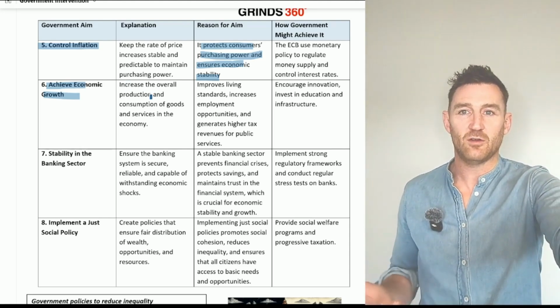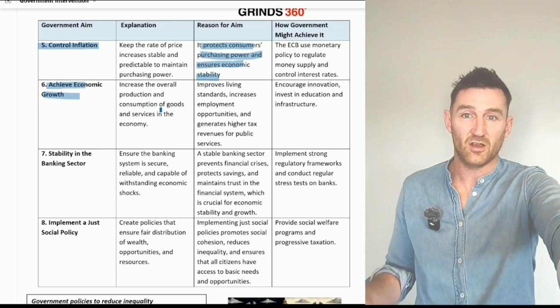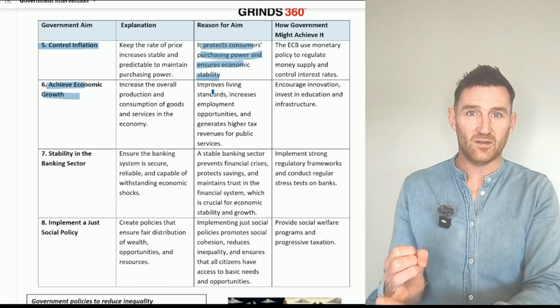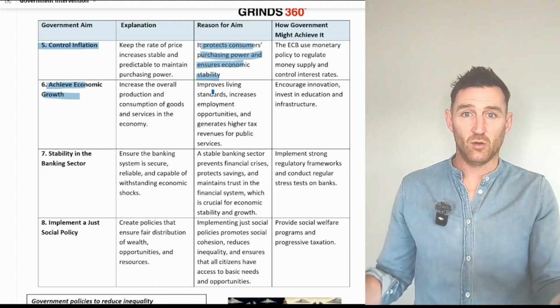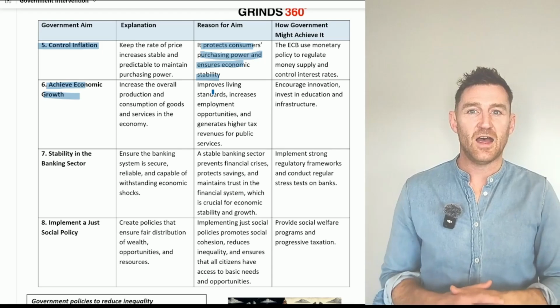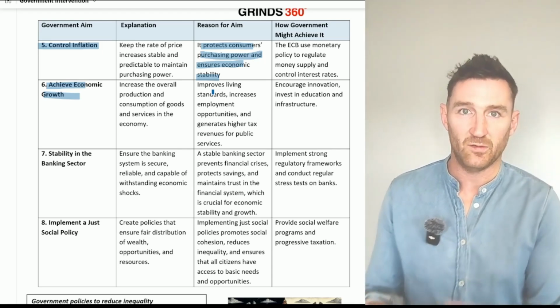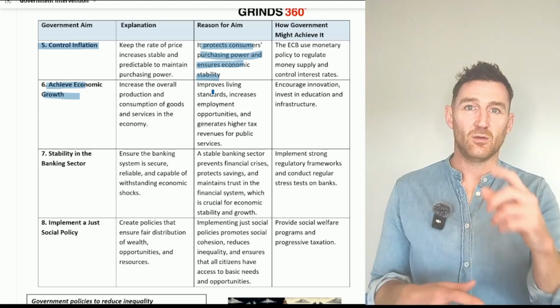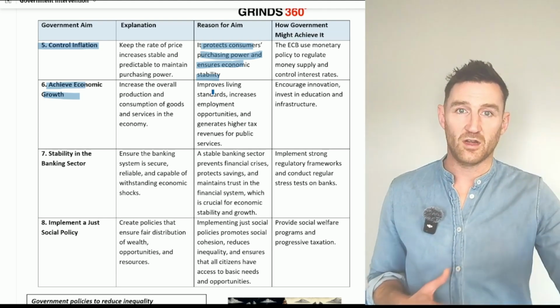So how do we achieve that? Increase the overall production and consumption of goods and services in the economy. That's what it's all about. The reason for that aim, well, it increases standards of living, it increases employment opportunity, means the government get more taxation, and they can fund more public services. You get into a kind of cycle where economic growth feeds more economic growth, right?